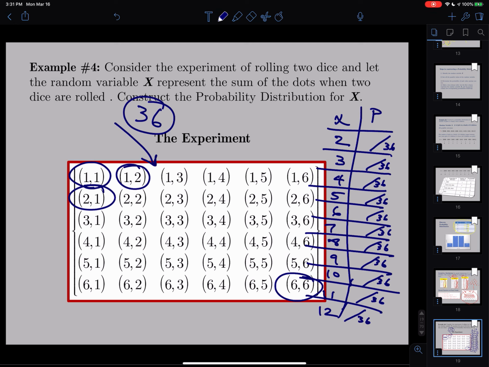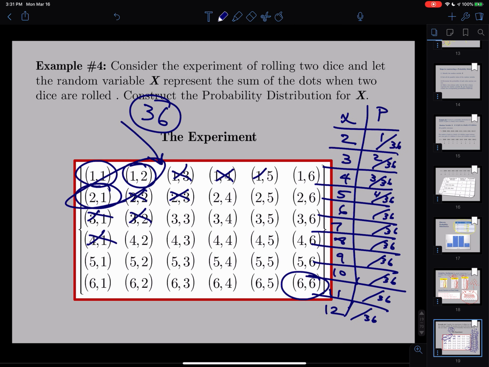Okay, now it says, well, how many of these outcomes add to 2? That's only one of them. How many of them add to 3? 2 of them. How many of them add to 4? This one, and this one, so 3 of them. How many of them add to 5? This one, 1, 2, 3, and 4. So 4 of them add to 5. How many of them add to 6? 1, 2, 3, 4, and 5. So 5 of them add to 6. How many of them add to 7? 1, 2, 3, 4, 5, and 6. 6 of them add to 7. How many of them add to 8?